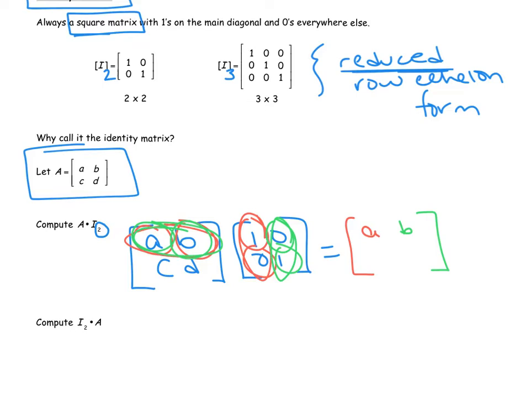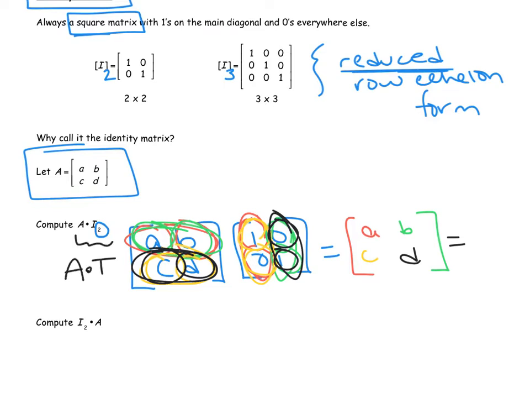Next, second row, first column, C times 1 is C. D times 0 is 0. And then lastly, I've got C, D times 0, 1. C times 0 is 0. D times 1 is D. So there you have it. When I multiply a matrix by the identity, I'll get right back to the original matrix. So here I multiplied A by the identity, and I ended up with just A.